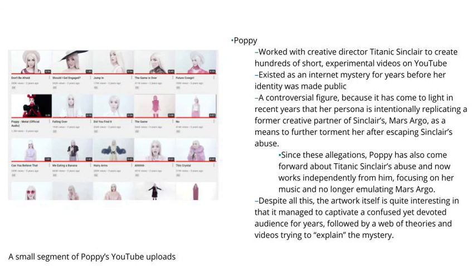She's a bit of a controversial figure because it's come to light in recent years that her persona is intentionally replicating a former creative partner of Sinclair's, Mars Argo, as a means to further torment her after she escaped Titanic Sinclair's abuse. Since these allegations, Poppy has also come forward about Titanic Sinclair's abuse and now works independently from him, focusing on her music and no longer emulating Mars Argo. But that is something important to note. For a long time, no one even knew that Mars Argo was the main influence for all of this. But luckily, they have both left Titanic Sinclair and are doing their own thing.